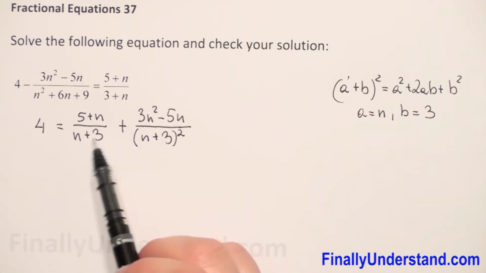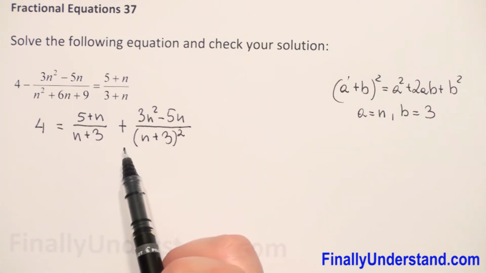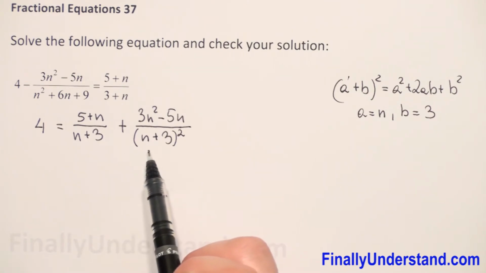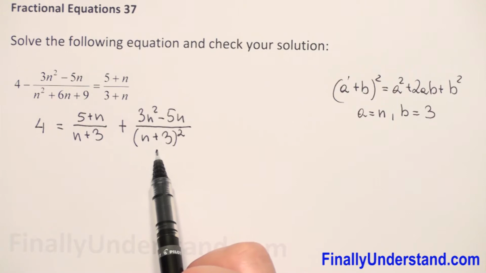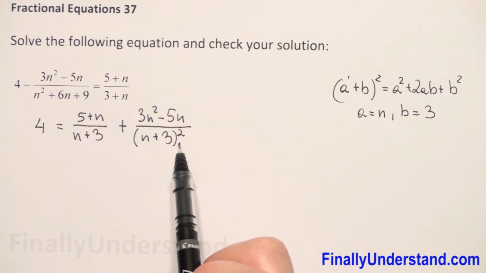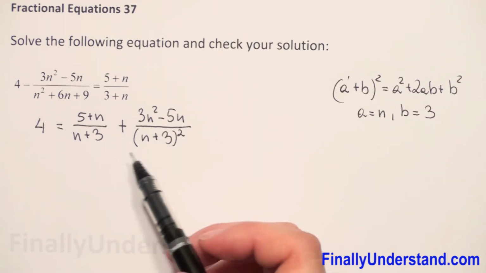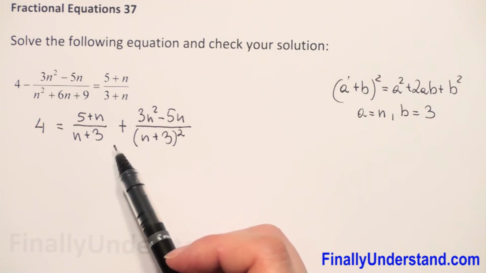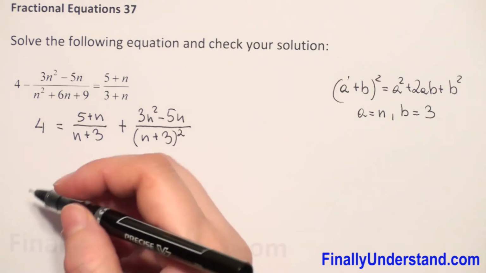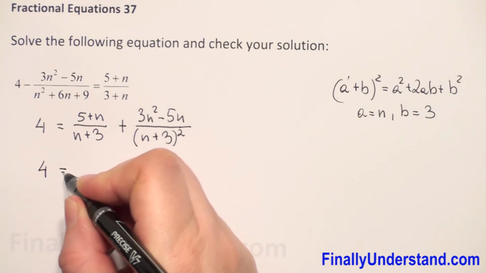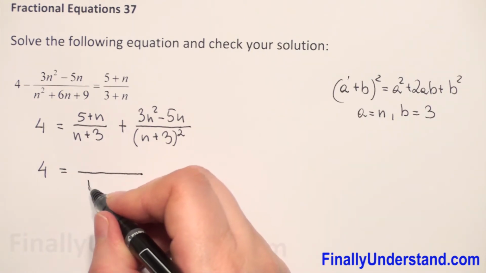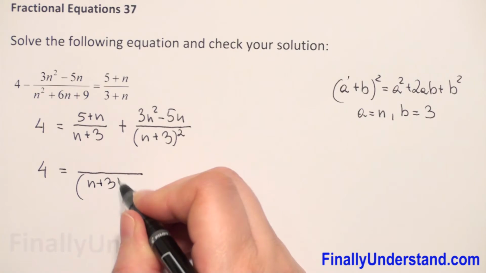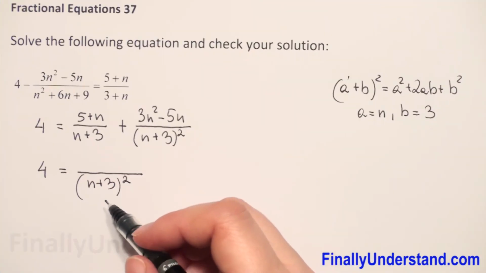So now to add these two algebraic fractions, we need the same denominator. We have n plus 3 and n plus 3, so we have to choose n plus 3 with the highest power, which is 2. So the lowest common denominator will be n plus 3 to the second power. 4 we have to copy. Like I said, n plus 3 will be our denominator.